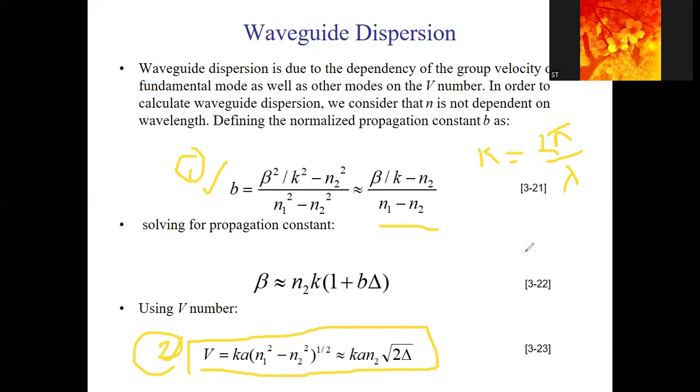So we have seen how the V number affects the waveguide dispersion. In the next lecture, we will see the other modes of dispersion.